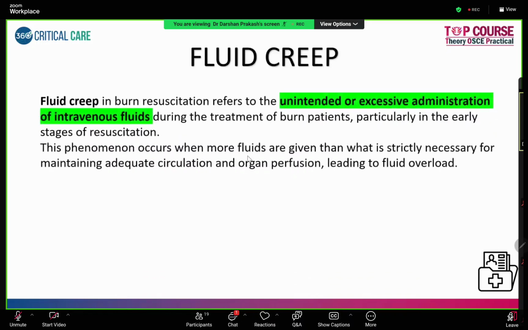So, what is fluid creep? Fluid creep happens in burns resuscitation because of unintended excessive administration of IV fluids. It usually happens when more fluids are given and there is no hemodynamic response being monitored. Usually it's quite difficult to do this. There is a huge problem in monitoring burns patients. Like in any case which has challenges in critical care, monitoring of a burns patient becomes a challenge.